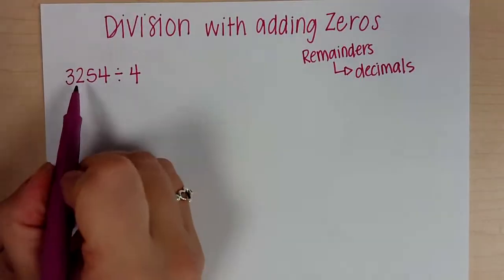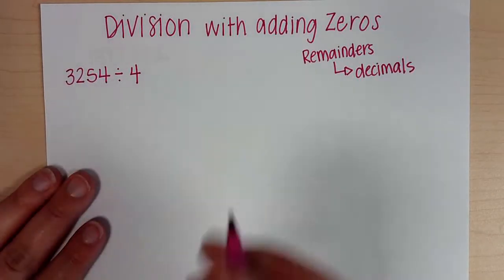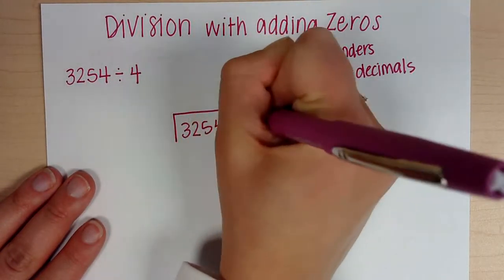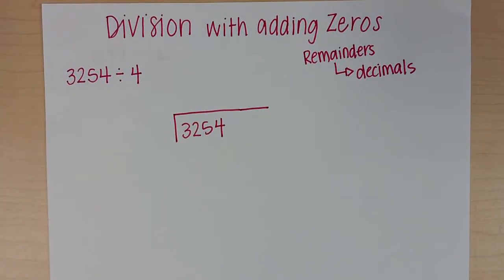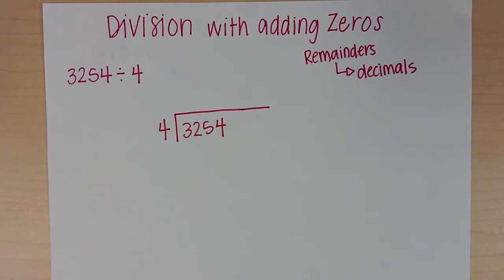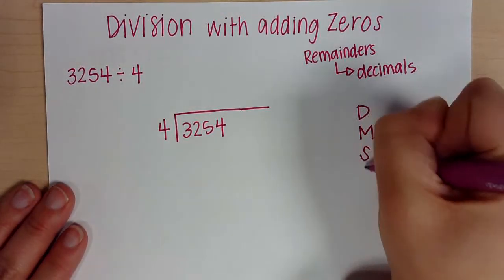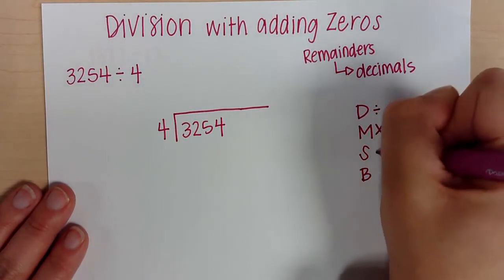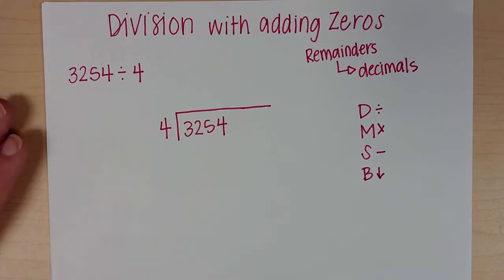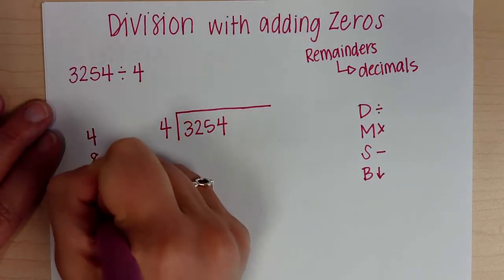So we're going to start by reading our problem, which is 3,254 divided by 4. 3,254 is what is being divided, so that goes inside of our house. I want to make my house a little bit longer than that number. I can always add that on later. 4 goes outside. Okay, so we start with our division: divide, multiply, subtract, bring down, divide, multiply, subtract, bring down. If I want, off to the side, I could write the list of multiples for my 4.